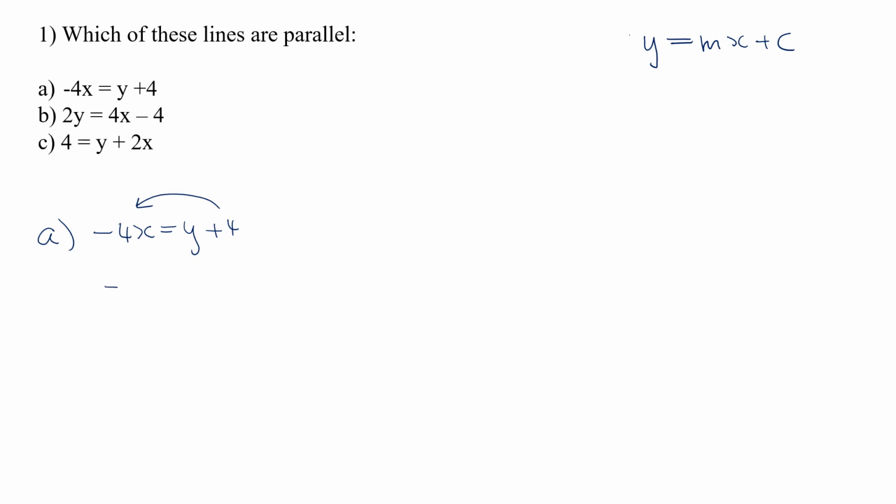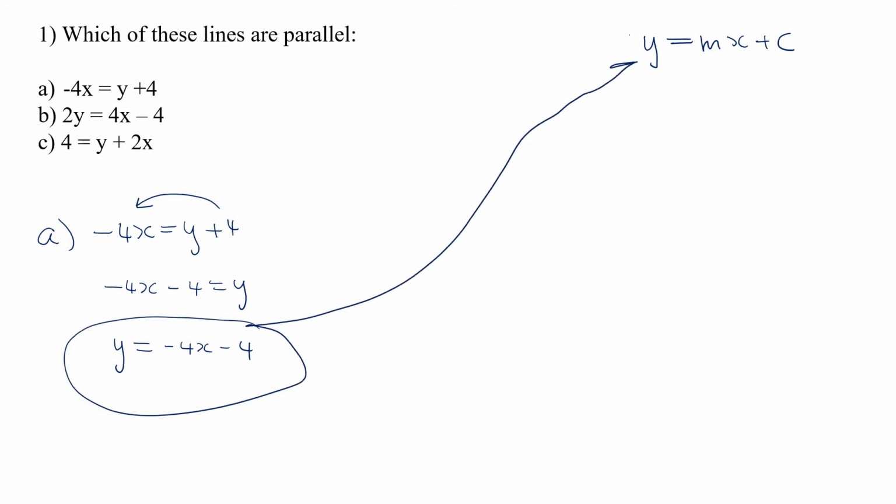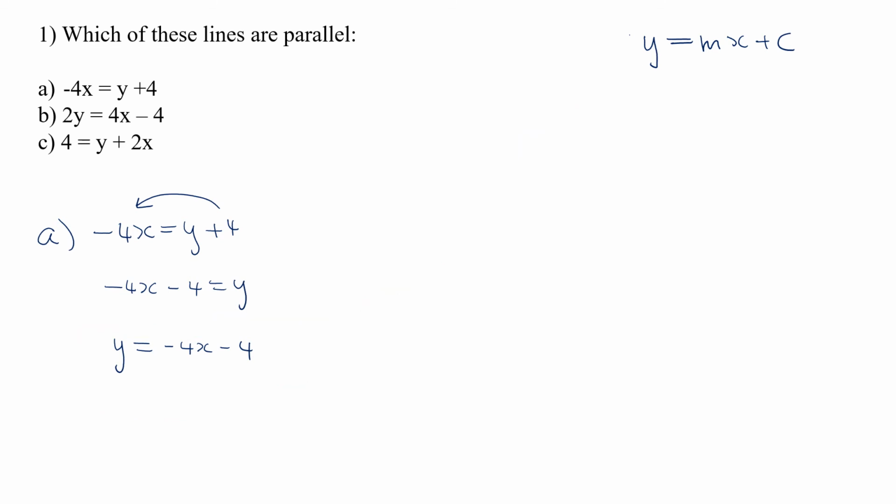That will leave me with minus 4x minus 4 is equal to y. But let me just reshuffle it now. So this is the same as saying y is equal to minus 4x minus 4. Good. So now this here is much closer looking than this here. So we have a y, we have an m, look at the m, we have an x, look at the x, and we have a c, right? So this is what we're trying to achieve now.